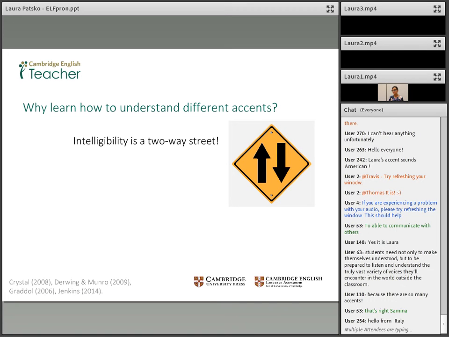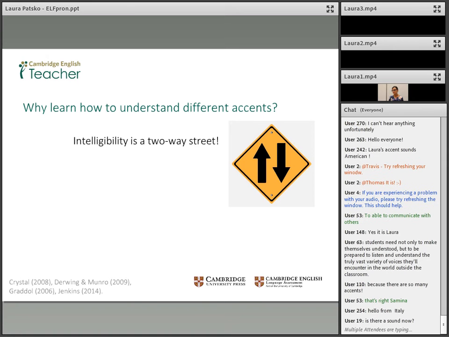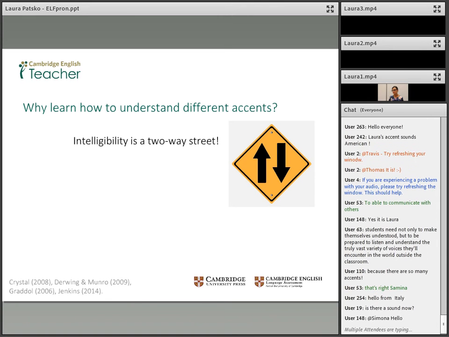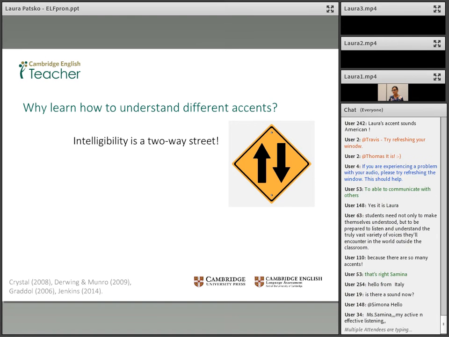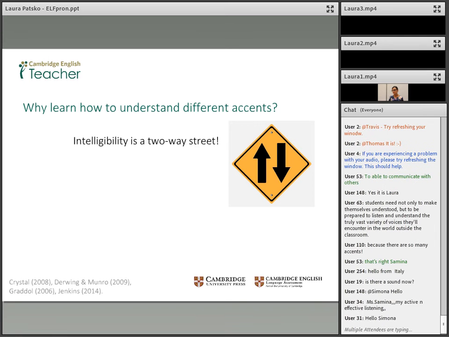So essentially we're talking about both productive and receptive pronunciation skills when we talk about intelligibility. The speaker has a responsibility to make themselves understood, and the listener has a responsibility to try and understand, and it's that second group that we're going to look at in this webinar and how to develop those skills. There are very good reasons for developing intelligibility, obviously.